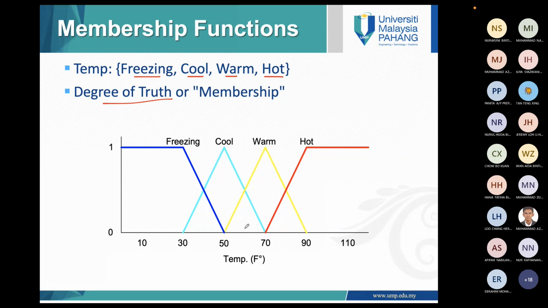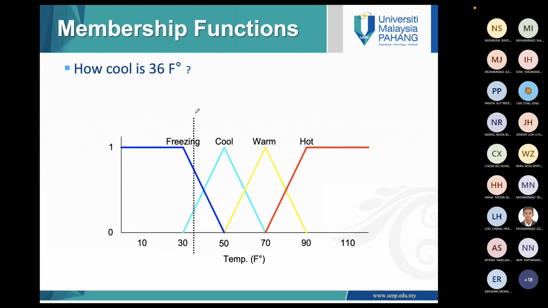So you can see the graph here. The blue line is for freezing, the turquoise line is for cool, the yellow line is for warm, and the red line is for hot. So let's say we ask, how cool is 36 degrees Fahrenheit? Let's navigate on our graph here. 36 degrees, draw a line.